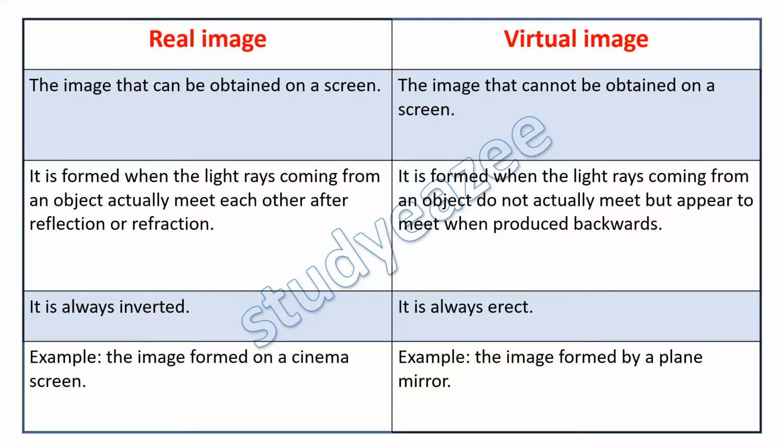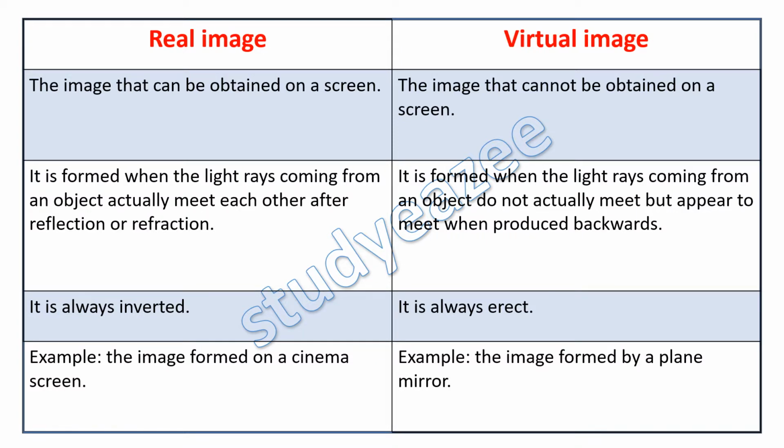Here we will study the differences between a real image and a virtual image. Real image is the image that can be obtained on a screen, while virtual image is the image that cannot be obtained on a screen. Real image is formed when the light rays coming from an object actually meet each other after reflection or refraction. Virtual image is formed when the light rays coming from an object do not actually meet but appear to meet when produced backwards. Real image is always inverted, while a virtual image is always erect.